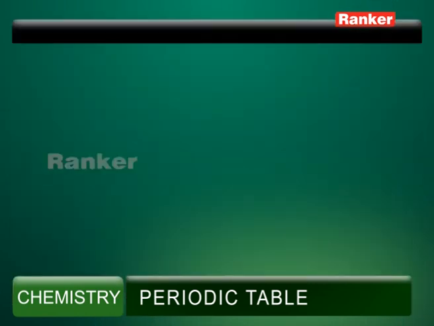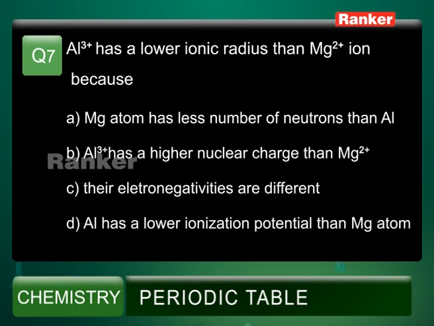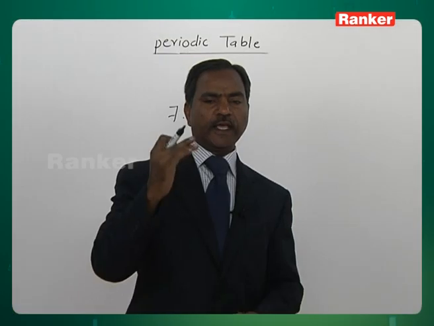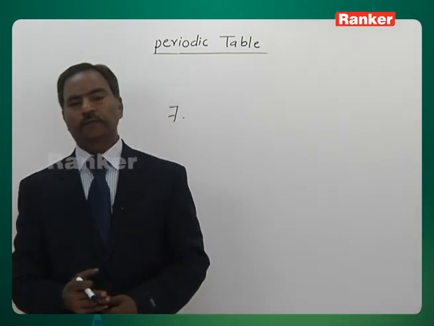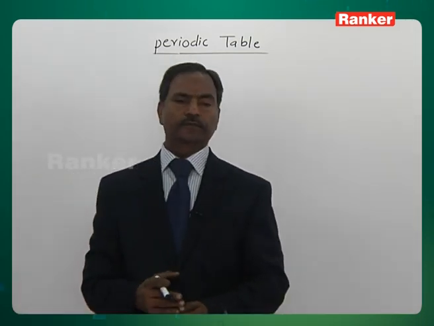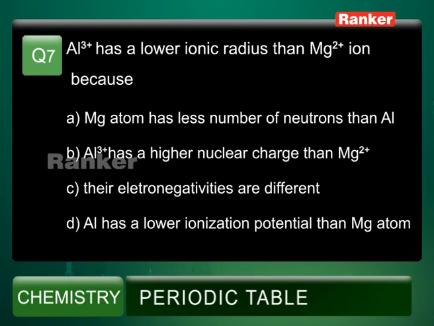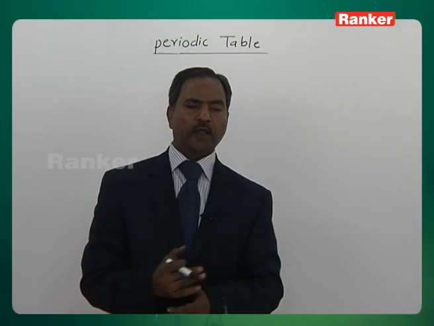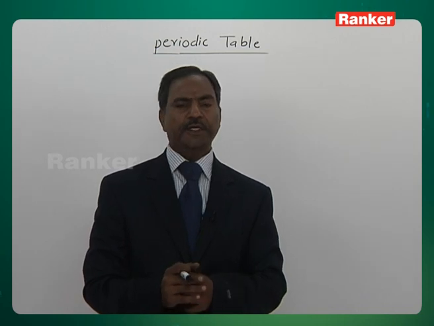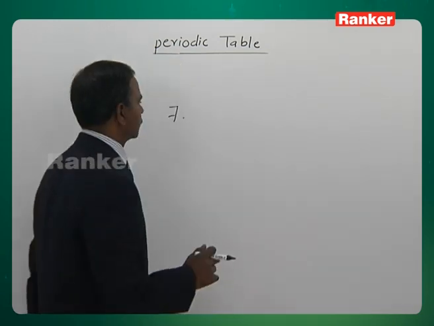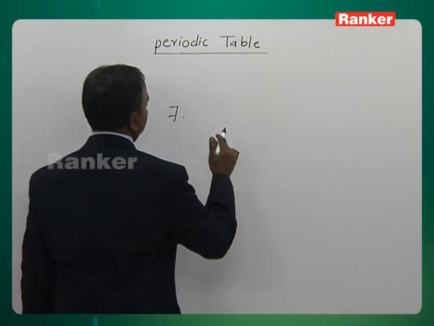Question number 7. Aluminum plus 3 has lower ionic radius than Mg plus 2 ion because: A, a magnesium atom has less number of neutrons than aluminum; B, aluminum plus 3 has higher nuclear charge than Mg plus 2; C, electronegativities are different; D, aluminum has lower ionization potential than magnesium. Look here now.